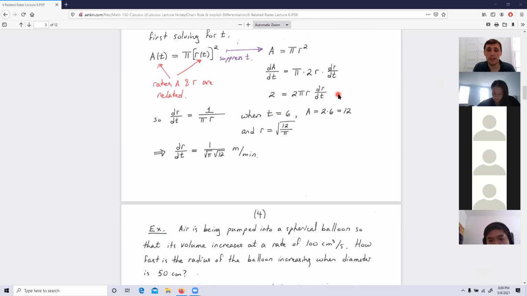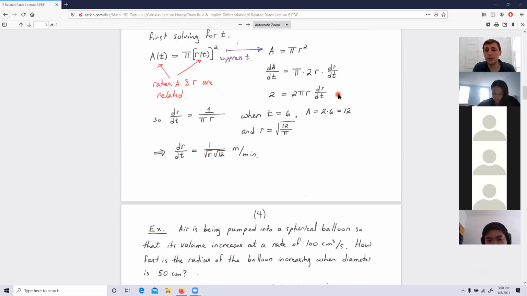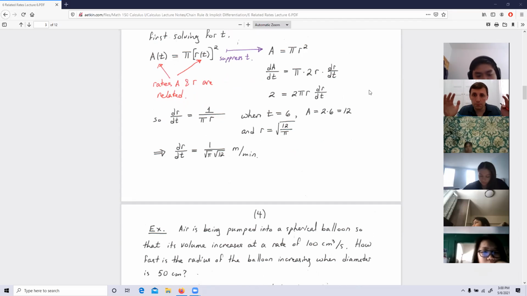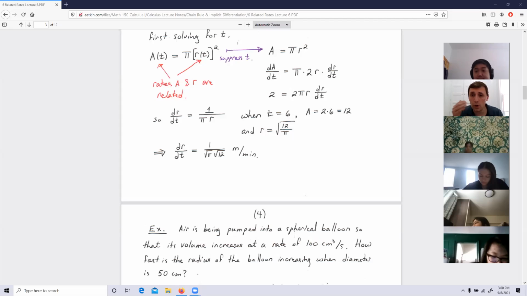Here is another example, guys. Air is being pumped into a spherical balloon so that its volume increases at a rate of 100 centimeters cubed per second. Do you understand? So it's a very similar question, but now we're having a balloon. Can you see what's happening? The amount of air pumped into it is 100 cubic centimeters a second. It means that the volume is growing by 100 every second. 100 cubic centimeters, yes? Constant growth of volume.